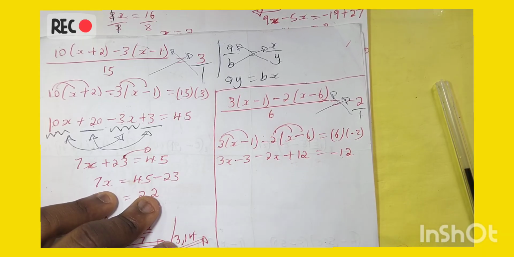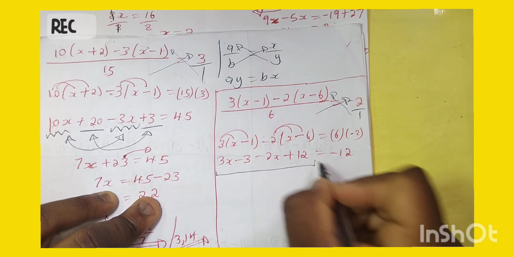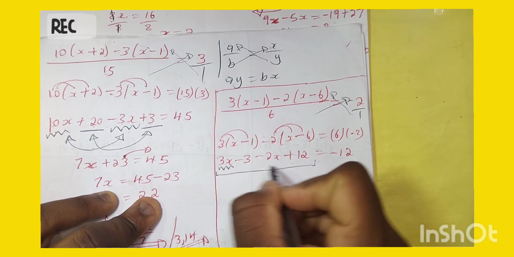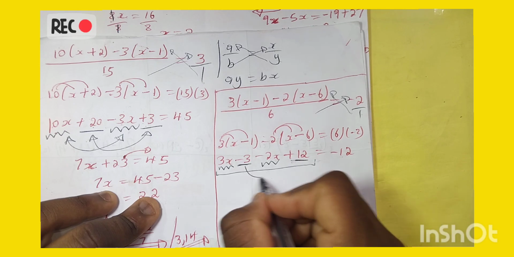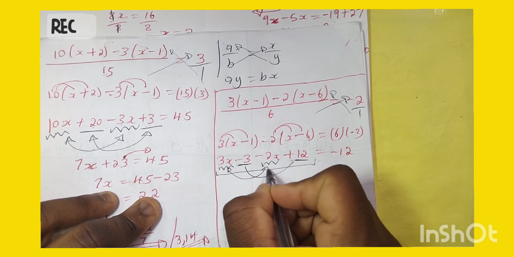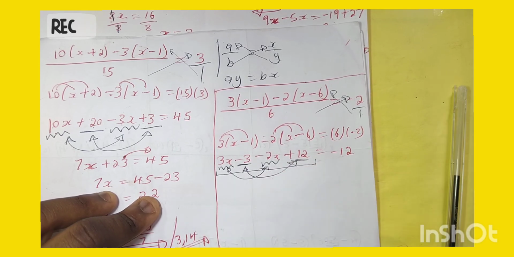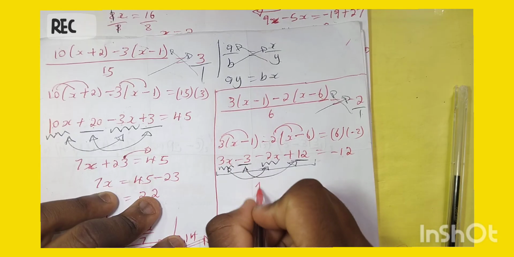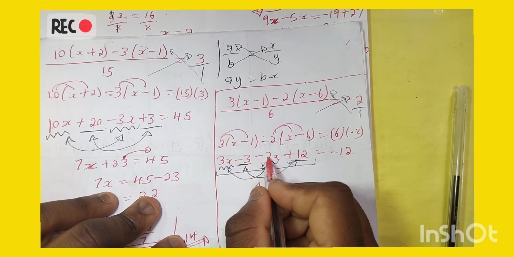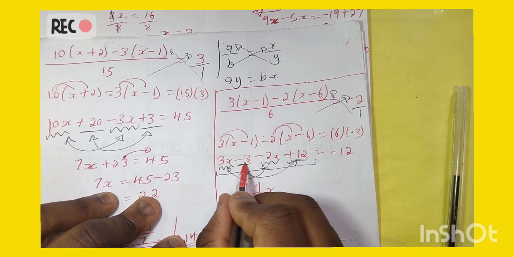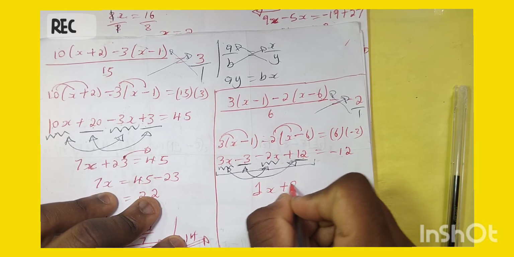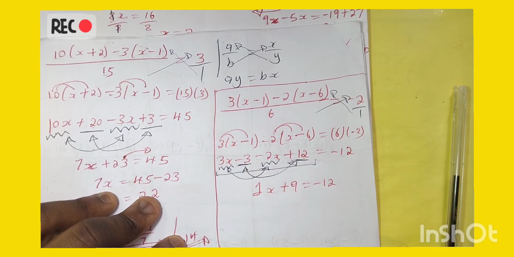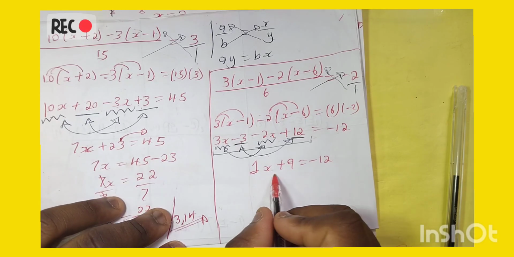Let me simplify this first. This is a like term, and this is a like term, meaning I will combine these numbers. These two give me 1x, since 3 minus 2 is 1. And -3 plus 12, I'll get positive 9 here. Do you see? Now I should solve again.